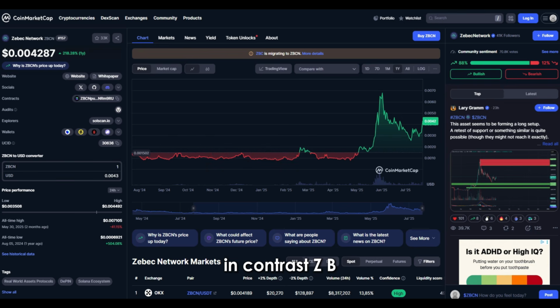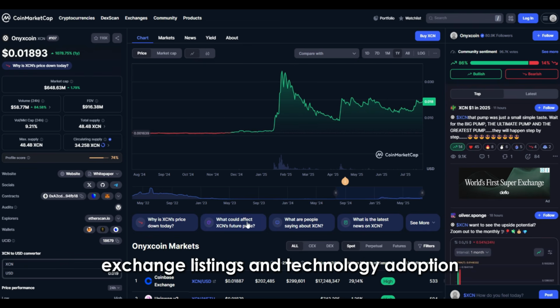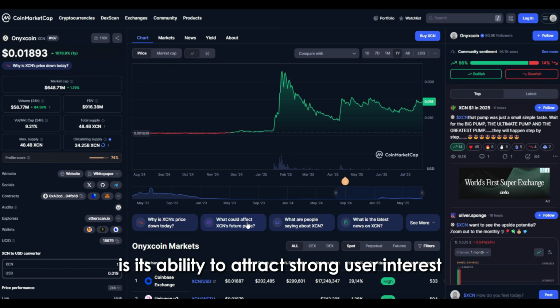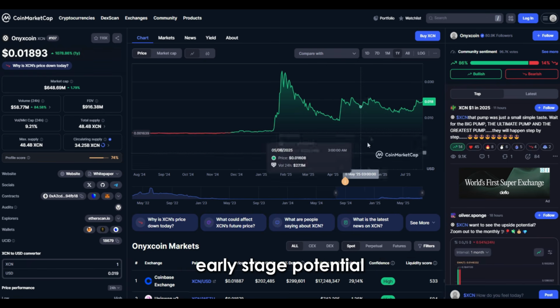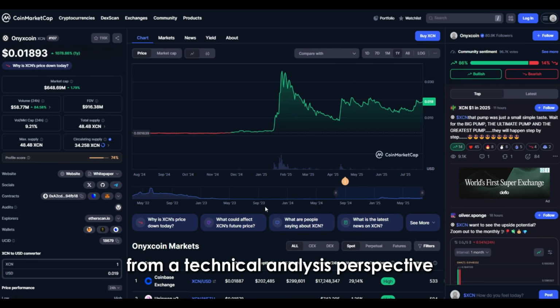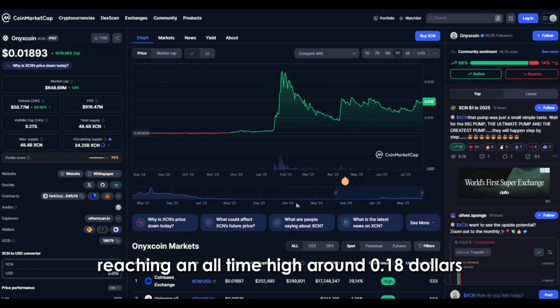In contrast, Zbcn coin is a younger project that has shown rapid growth in community support, recent roadmap updates, exchange listings, and technology adoption. One of Zbcn's most notable qualities is its ability to attract strong user interest at a low market cap and actively engage on social media and within its community, a trait that often indicates substantial early-stage potential. From a technical analysis perspective, XCN coin has previously executed a notable rally, reaching an all-time high around $0.18.